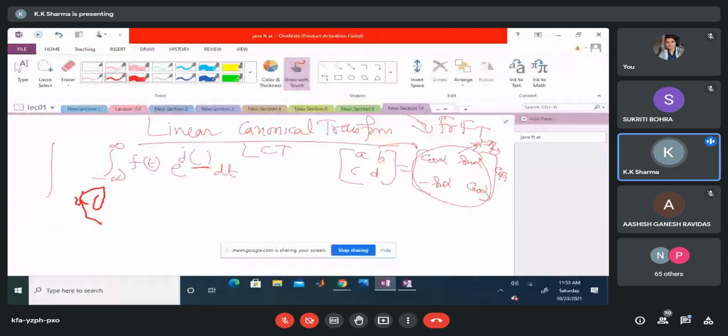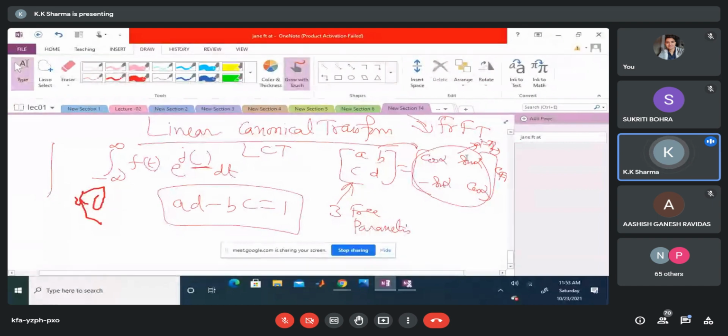AD minus BC is always 1, so only three parameters are there. But if you choose A equal to cos alpha, B equal to sin alpha, C equal to minus sin alpha, and D equal to cos alpha, this LCT or linear canonical transform reduces to the fractional Fourier transform. Otherwise, ABCD are arbitrary. They can be even complex numbers. The only restriction on ABCD is that AD minus BC should be equal to 1.